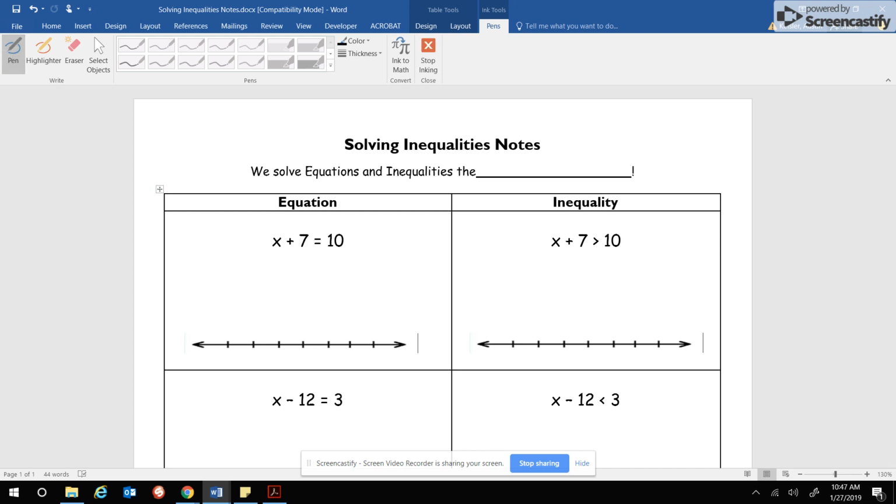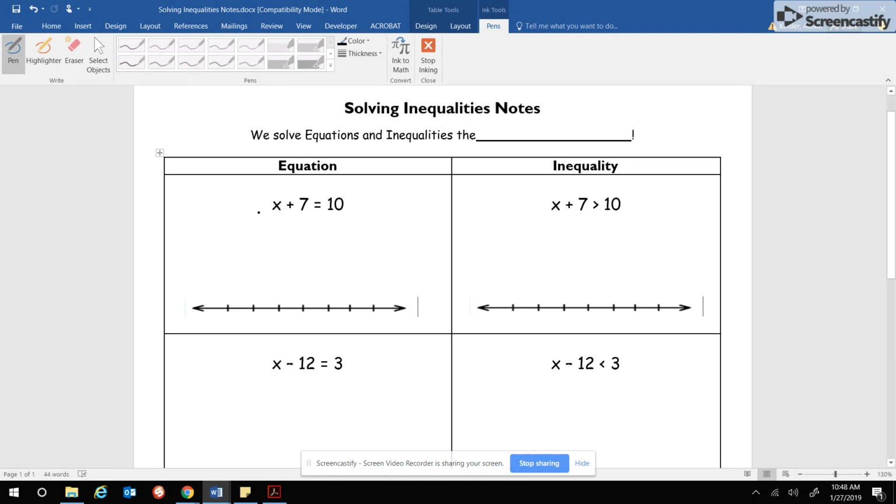All right, we're going to talk about solving inequalities. And what you'll realize is that solving equations and inequalities is the exact same thing. So we solve them the same way. We're still isolating the variable and doing the inverse operation to get our answer every time.